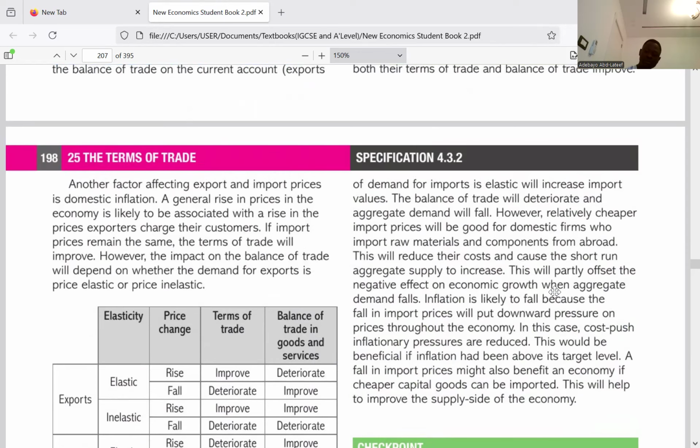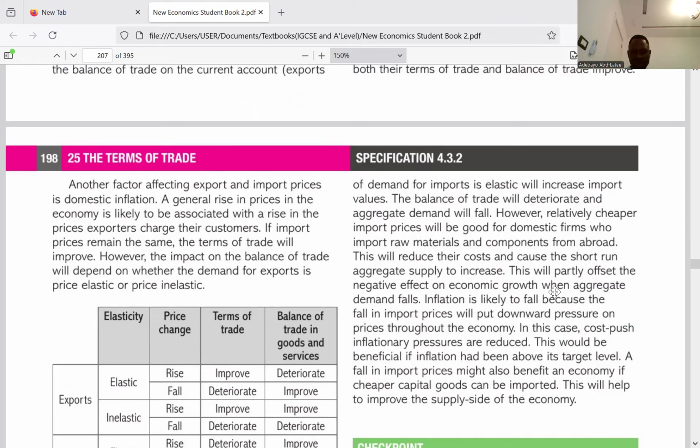Like I said earlier, if import prices reduce, demand for imports will increase in goods that are substitutes to domestic goods. So people will prefer to buy foreign goods than buying the same product domestically. And that would increase the volume of imports, which will mean that it will deteriorate the balance of trade. So what happens here? They said, however, relatively cheaper imports, okay, the balance of trade will deteriorate and aggregate demand would fall. So aggregate demand within the economy would fall for domestic products. And that means the balance of trade will have a negative impact.